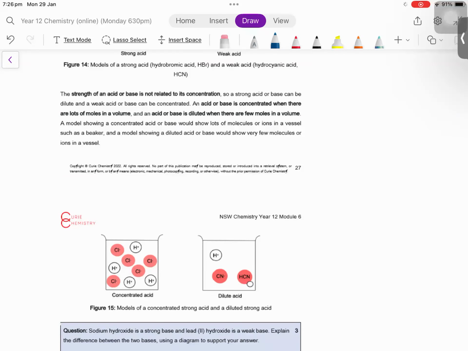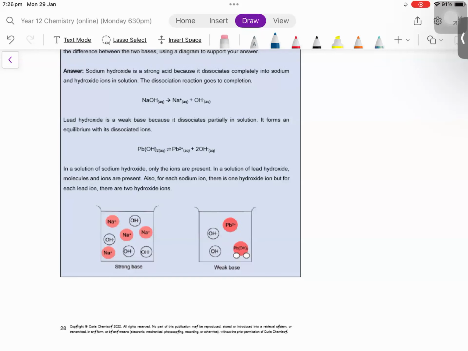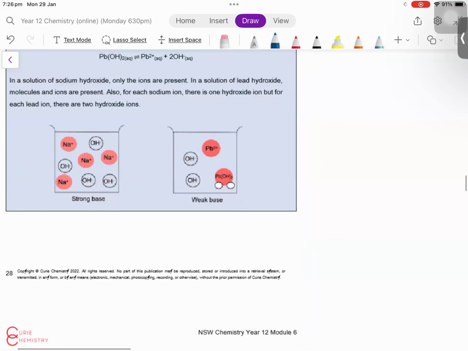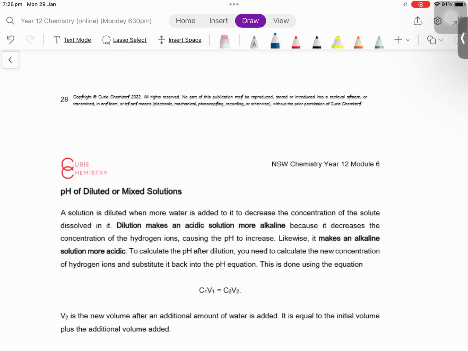All right. Now, this is all you're expected to do. It's your diagrams. When you go to do the actual diluting or mixing of the acid and the base, there are step-by-step calculations that you could do for this, okay?